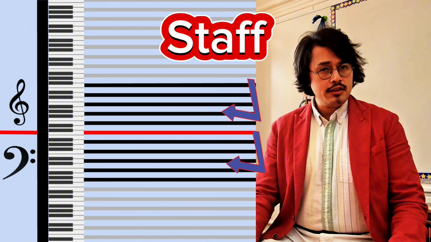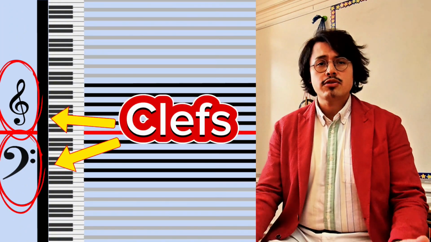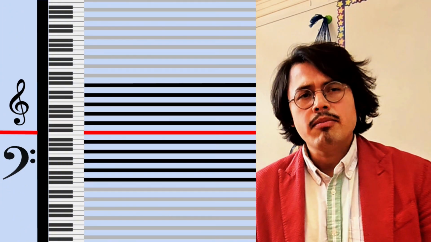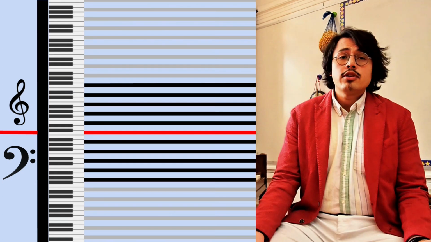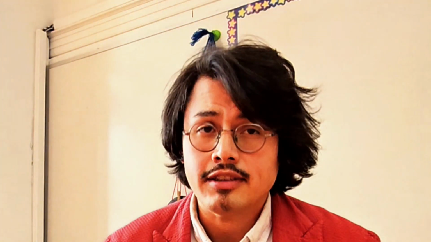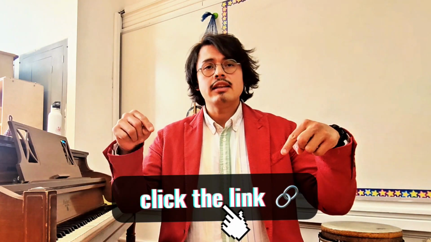Let's go back to our full keyboard with a staff, which is our pitch ladder, and our clefs, which are our pitch range indicators. When you're on the keyboard, it's easy to understand if we're moving by tones or semitones. All you have to do is look at it and count the keys. This is something we learned in our previous lesson. If you haven't watched that lesson, click in the link below.